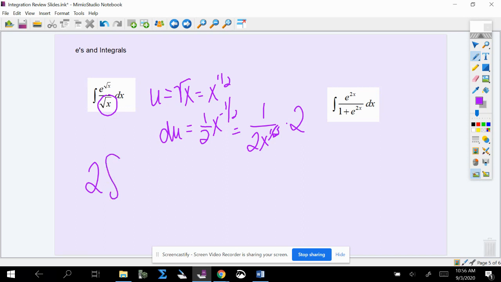And now your format here, what's being done to it is just an e to the u. The integral of e to the u is e to the u, just like the derivative is itself. So you get 2 e to the u, square root of x, or x to the 1/2, plus c.